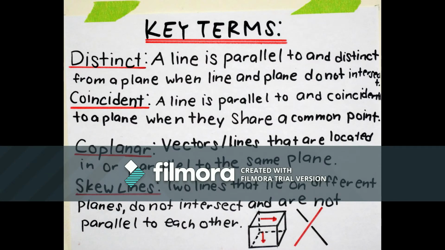Here are some key terms to remember in this unit. Distinct. A line is parallel to and distinct from a plane when line and plane do not intersect. Coincident. A line is parallel to and coincident to a plane when they share a common point. Coplanar. Vectors are lines that are located in or parallel to the same plane. Skew lines. Two lines that lie on different planes do not intersect and are not parallel to each other, as shown in this diagram below.